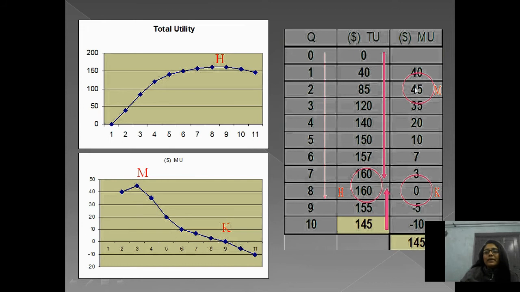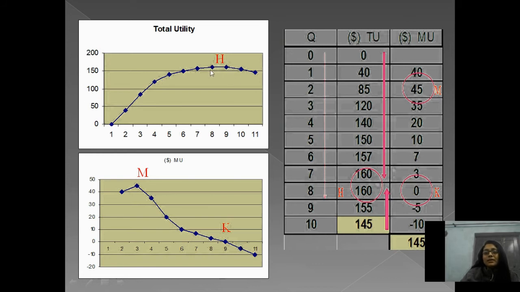Okay, and by adding this marginal utility, we get the total utility. Total utility is maximized at 60. When it is maximized, the point is known as H, which is indicated on this inverted U-shaped curve, and at the highest point the value is 160. This vertical axis indicates the value, and it is 160.